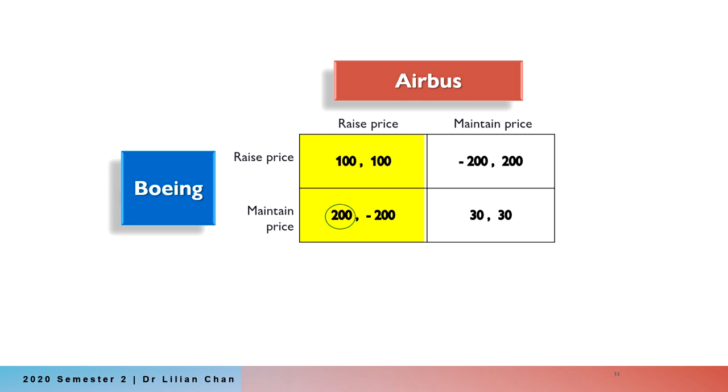Well, in this case, if Airbus raises its price, Boeing will be better off maintaining its price. This way, Boeing's price will be relatively lower than Airbus's, and so Boeing should be able to steal some customers away from Airbus and make a higher profit of $200 million. So if Boeing also raised its price together with Airbus, then the profits would only be $100 million.